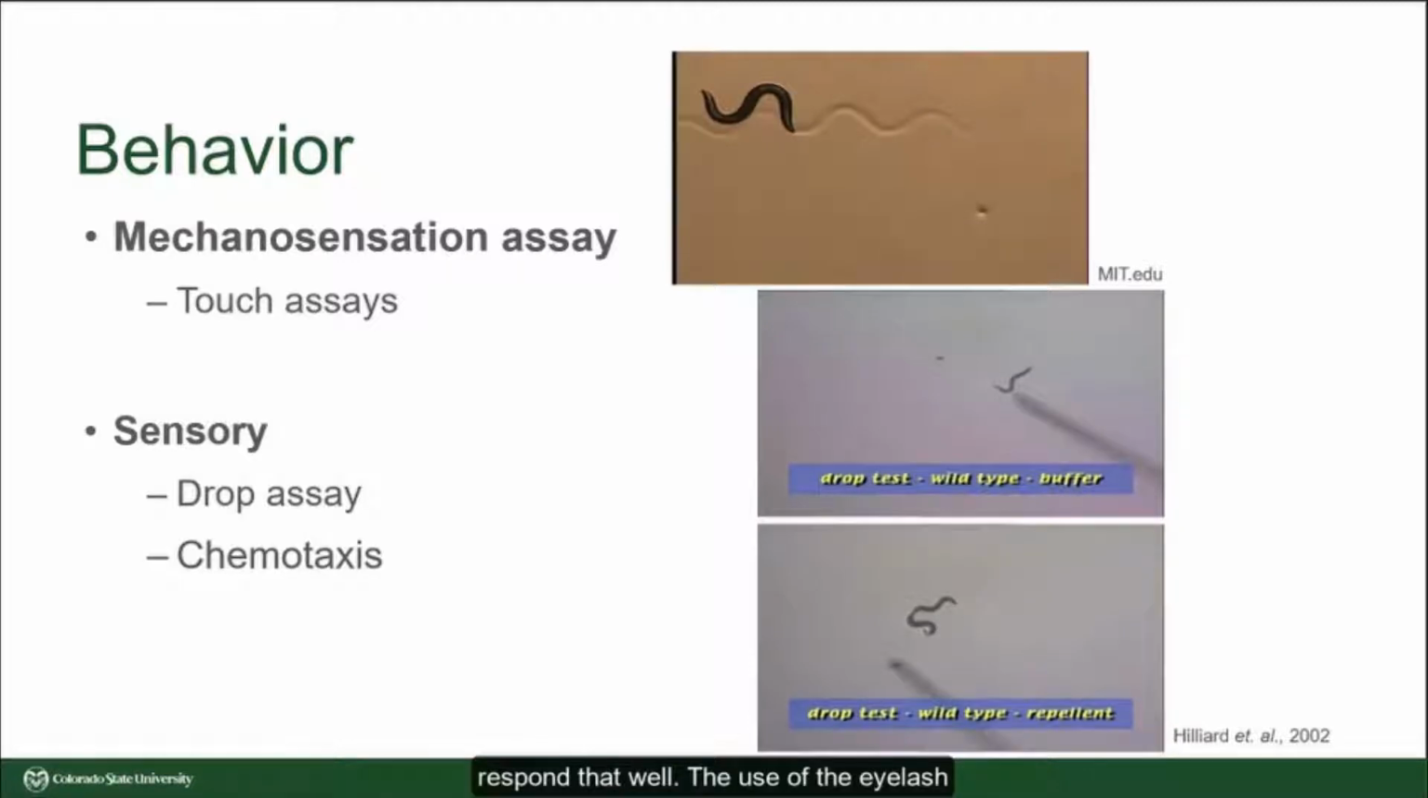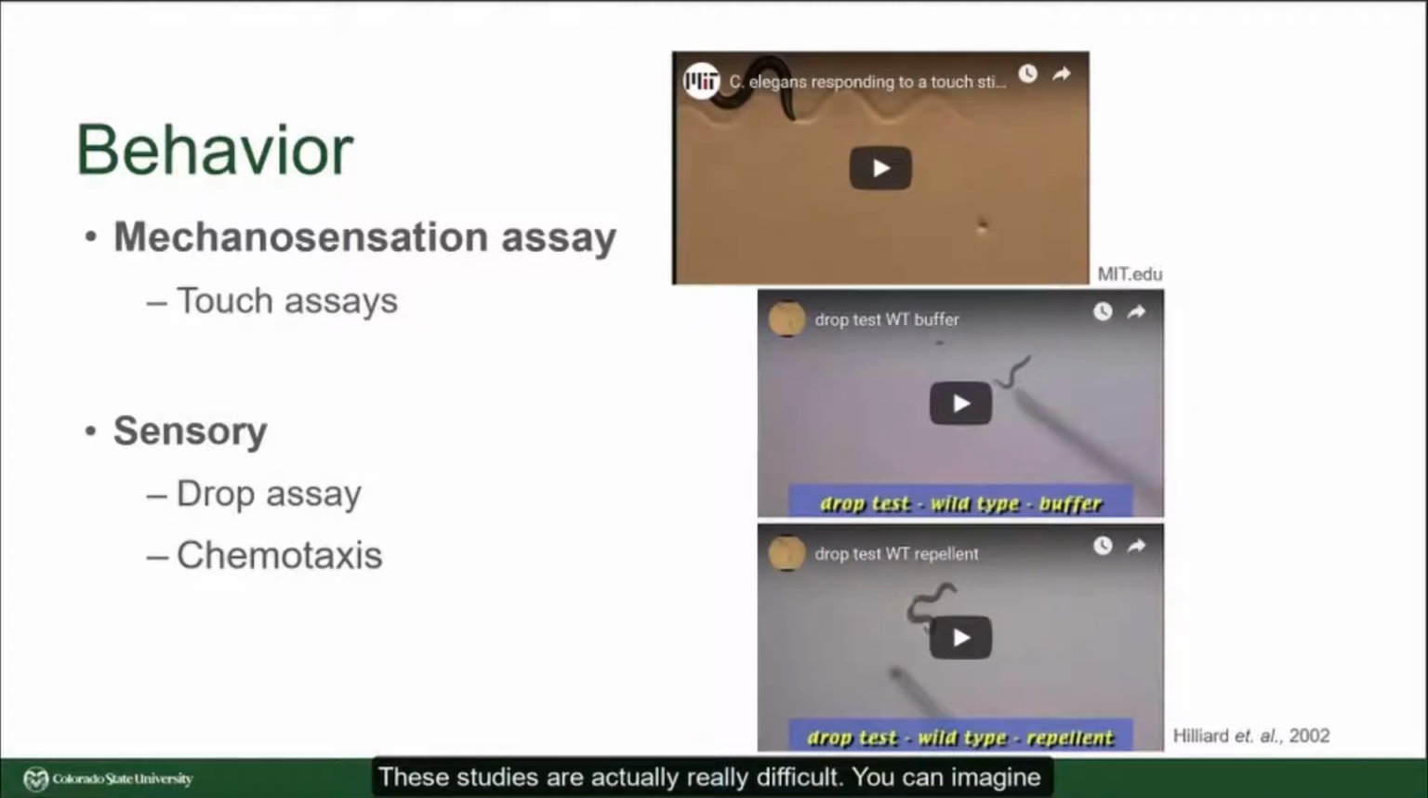Anything a little bit harder, the worm just doesn't respond that well to, or it can actually hurt it. We use an eyelash, which is kind of funny because if you go into our lab, we just have tube racks with glass pipettes and a bunch of eyelashes on them. But these studies are actually really difficult. Under the microscope, not only do you have to follow the worm because they can be fast, but you also have to gently stroke it with your eyelash. In this movie, the worm is stroked right below the head, and the worm reverses.